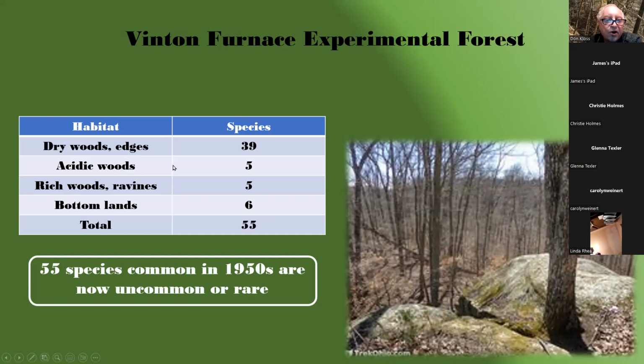In acidic woods, they found 5 species. In rich woods, meaning mostly moist woods and ravines, 5. In bottomlands, 6. So a total native species of 55. And 55 species also were common in the 1950s. So that did not change over time.